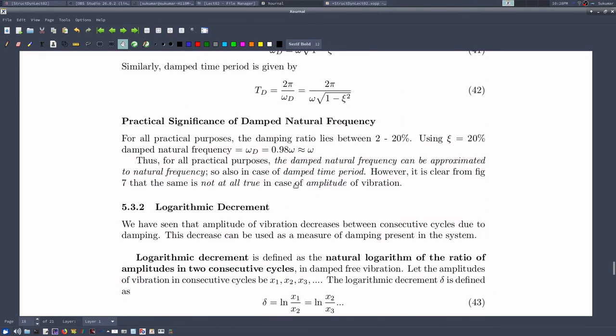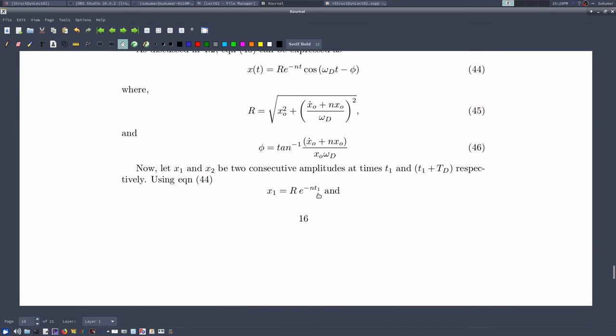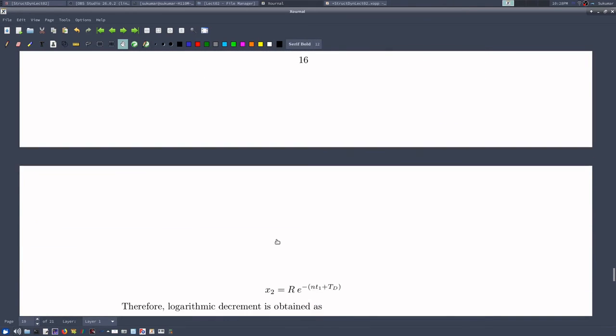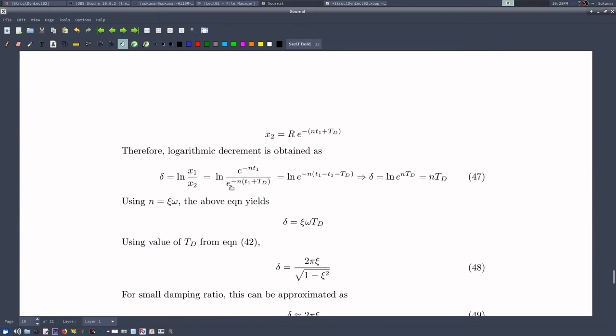So if I use that in the definition of logarithmic decrement, what I will get? I will get x1 as r e to the power minus n t1, because when I am considering the amplitude, this quantity must be 1 because it is the peak value of the harmonic term. So this is my 1, therefore r e to the power minus n t1, and similarly x2 will be r e to the power minus n t1 plus td, right? And therefore when I take ratio of this and then natural logarithm, I will get natural logarithm of e to the power minus n t1 divided by e to the power minus n t1 plus td.